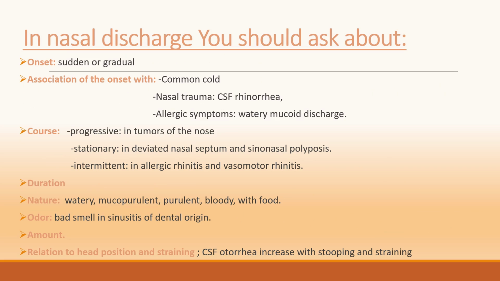In nasal discharge, you should ask about the onset, the association of the onset with common cold, nasal trauma for CSF rhinorrhea, allergic symptoms, watery and mucoid discharge. The course: progressive in tumors of the nose, stationary in deviated nasal septum and sinonasal polyposis, intermittent in allergic rhinitis and vasomotor rhinitis. The duration, the nature: watery, mucopurulent, purulent, bloody or with food, and the smell or the odor.